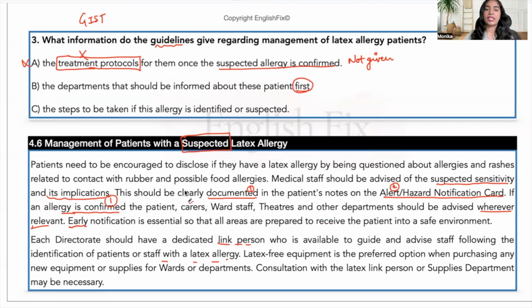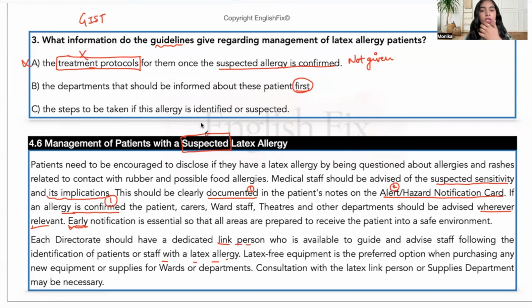But did we see anything about that? They talked about early notification, but think about the meaning here. According to this sentence, it means, with the question, what kind of information is the paragraph giving?